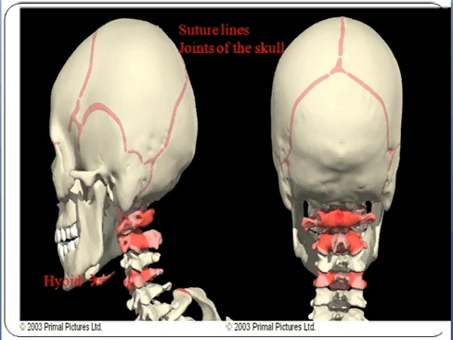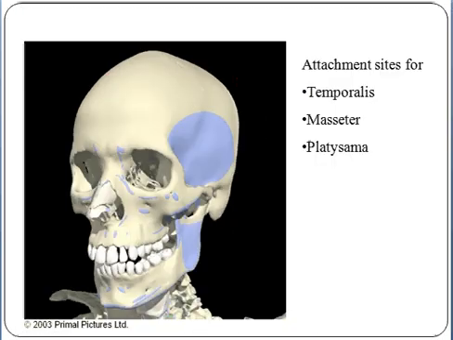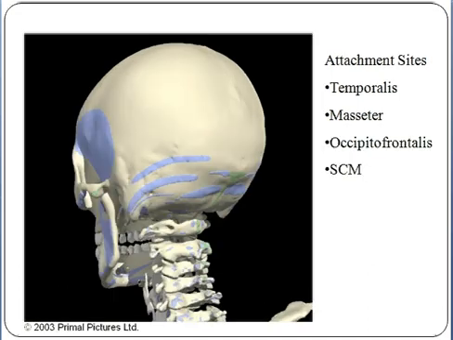This picture shows the attachment sites for the temporalis muscle in the temporal fossa. You see the attachments for the masseter on the mandible, and along the chin or the ramus of the mandible you have the platysma. Again, this picture shows more of a posterior view, but you have the temporalis, the masseter, and attachments for the occipitofrontalis muscle and the SCM, the sternocleidomastoid muscle over here on the mastoid process.